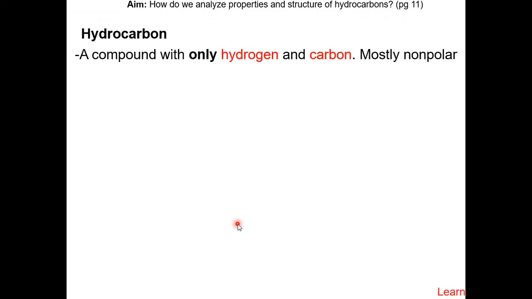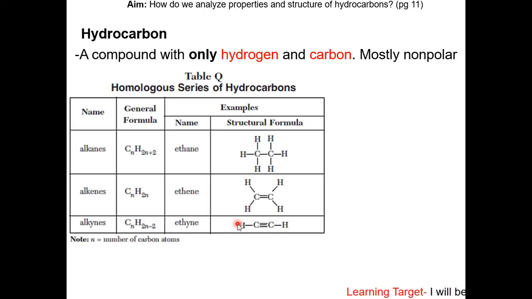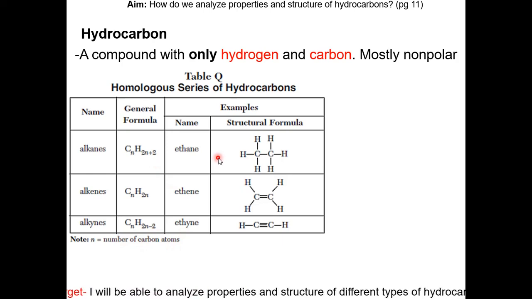A hydrocarbon is defined as a compound with only hydrogen and carbon, so it's a mostly nonpolar molecule. Table Q on your reference table lists 3 types of hydrocarbons: alkanes, alkenes, and alkynes. Alkanes have a carbon-carbon single bond, alkenes have a carbon-carbon double bond, and alkynes have a carbon-carbon triple bond. The general formula is used to identify what type of hydrocarbon you have. N stands for the number of carbon atoms. Here are 3 examples of each type of hydrocarbon.